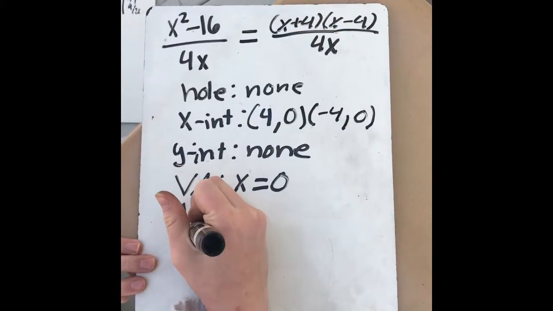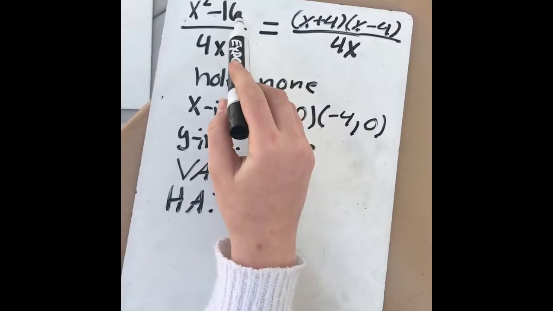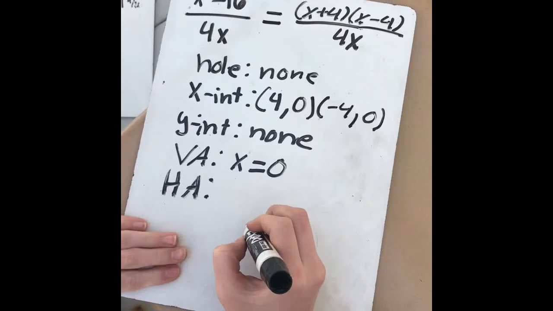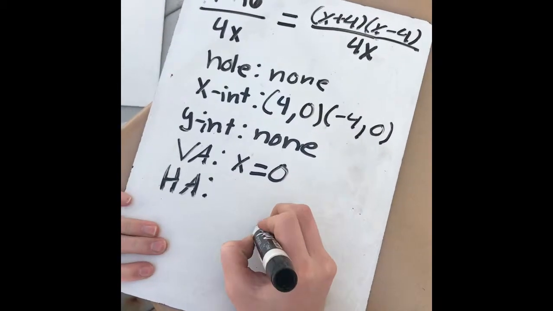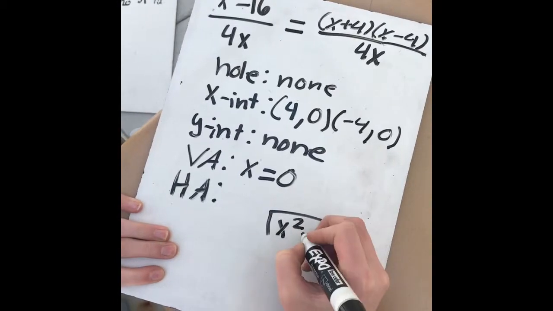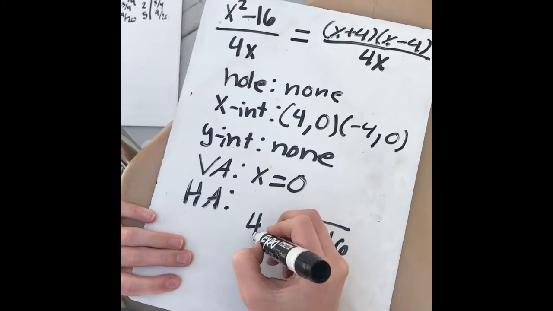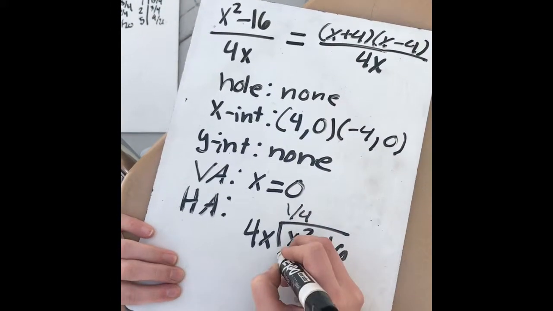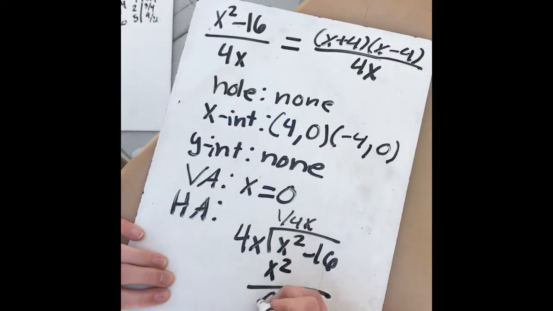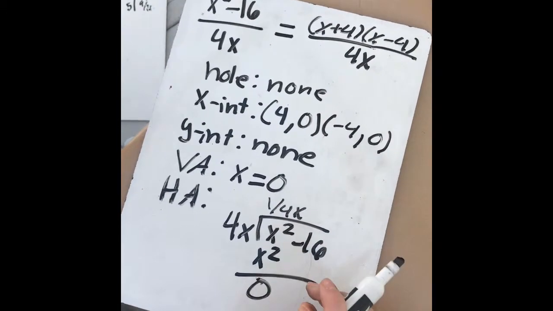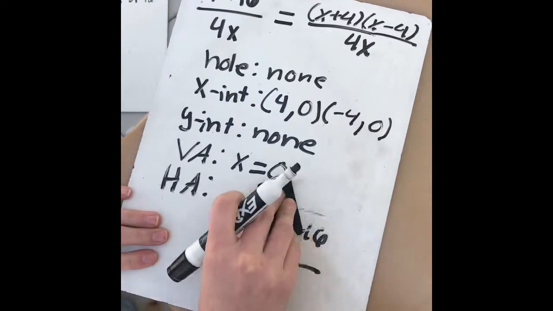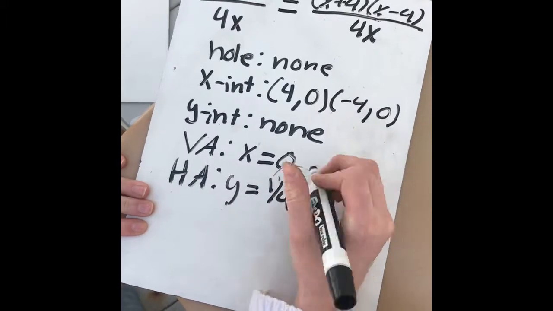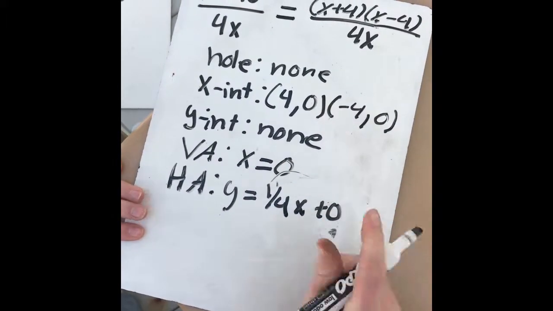Next we have the horizontal asymptote. Now, because the degree is higher on the top, the numerator, that means we're going to have to do long division, so it's going to result in a slant asymptote. So we're going to do x squared minus 16 over 4x, and divide it out. We're only going to take the quotient here, so y equals 1/4 x, and I'm just going to put plus 0 for my own sake.